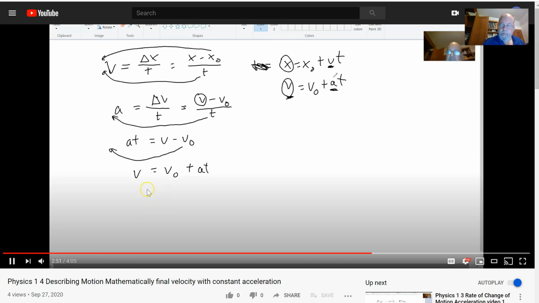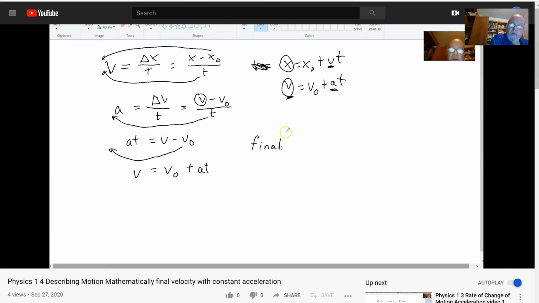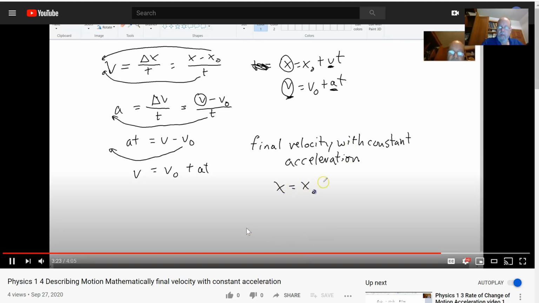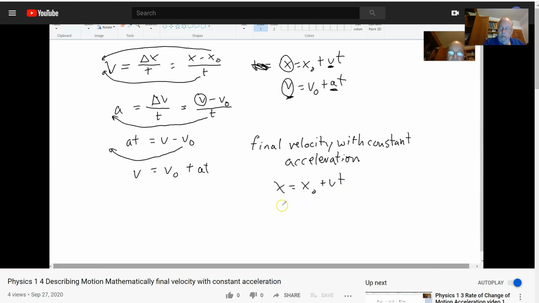Okay, so hopefully it makes sense then that what we're going to call this is final velocity with constant acceleration. Final velocity with constant acceleration. Okay, so that's my second formula. We've got two formulas now. x equals x0 plus v times t, and v equals v0 plus acceleration times time.